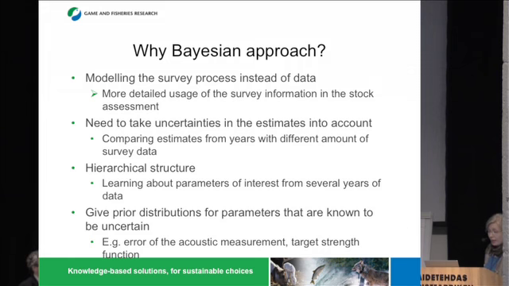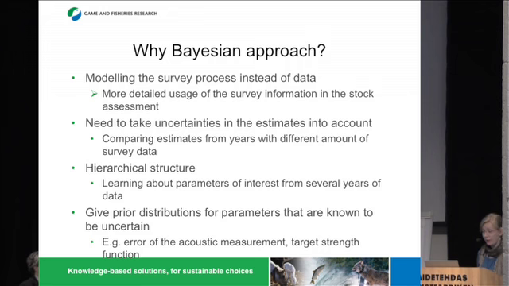And also with the Bayesian model, we can build up a hierarchical structure and learn about interesting parameters throughout the space, from different statistical rectangles to another, but also over the time series and several years of data. And then, of course, we can give prior distributions for such quantities that are known to be uncertain. For example, the error of the acoustics measurements and target strength function.